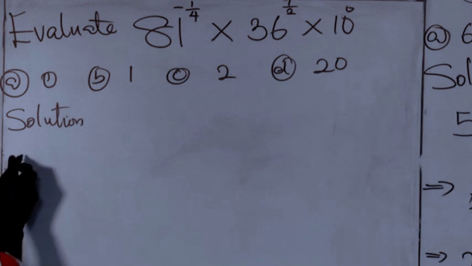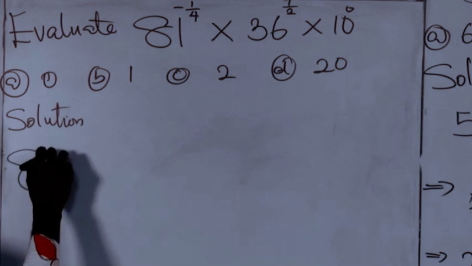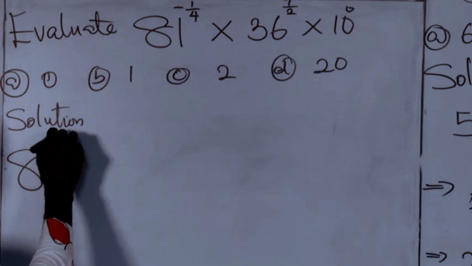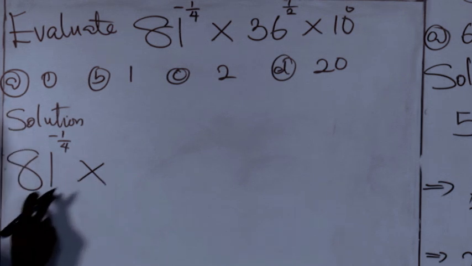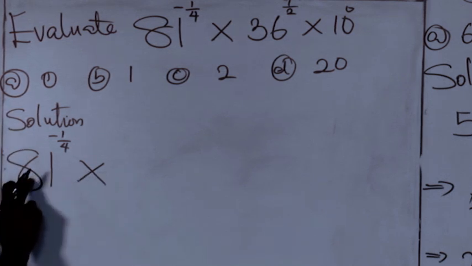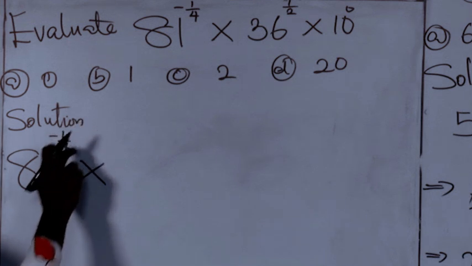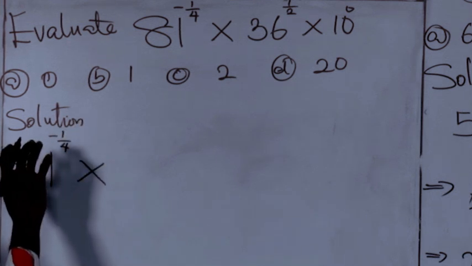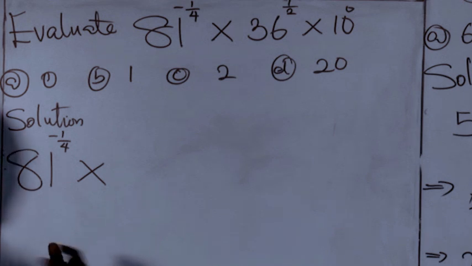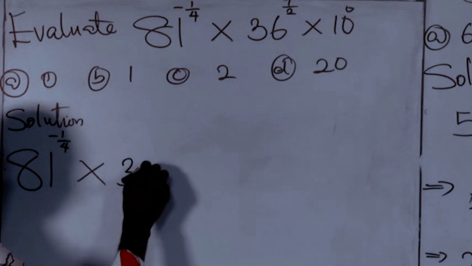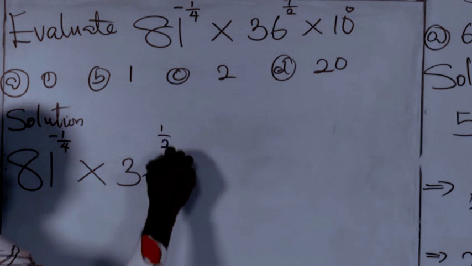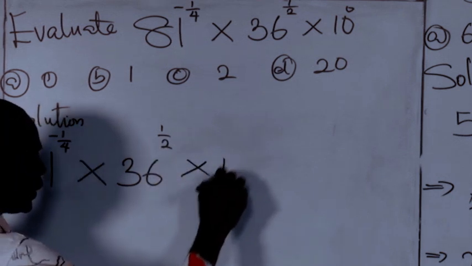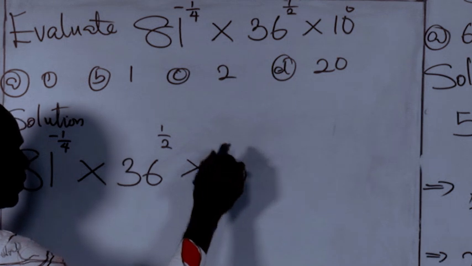Now we have 81 raised to the power of minus 1 over 4, multiplied by, look at this, the multiplication sign is at the base, not at the power. So you have to know what you are doing and what step you are carrying out, or what functions you are carrying out. So we have 36 raised to the power 1 over 2 multiplied by 10 raised to the power of 0.